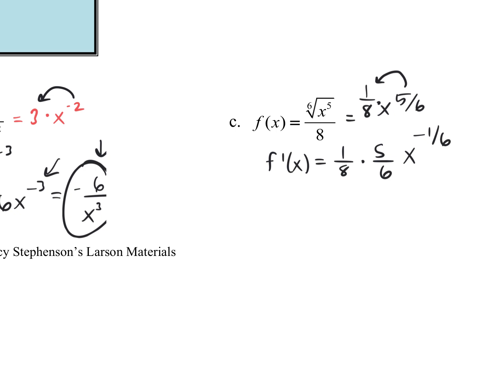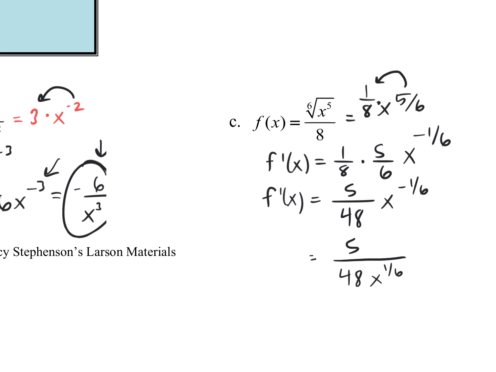A lot of sixths, a lot of fractions going on. So multiply our fractions, multiply across the top. So this becomes 5 divided by 8 times 6 is 48. X to the negative 1/6, which again would be fine on a test or AP test. However, on your circuit worksheet, your answer would show up as such. It would be 5 over 48, x to the 1/6 or the 6th root of x. Okay, either one is fine.